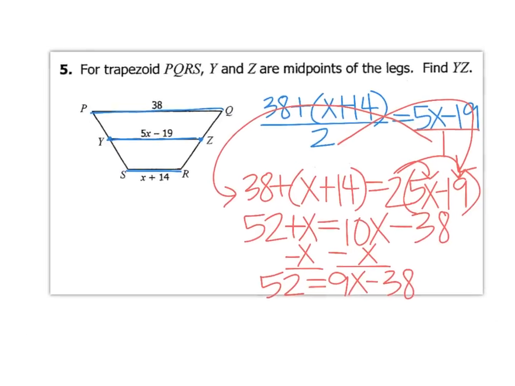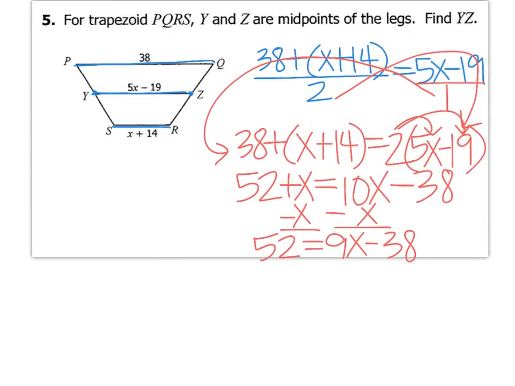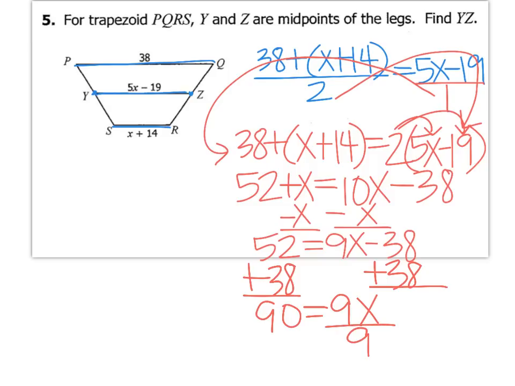Let's move this up so we've got some more space. Move all the constants to the other, so add 38 to both sides. And we get 90 equals 9x. Divide by 9, x equals 10.